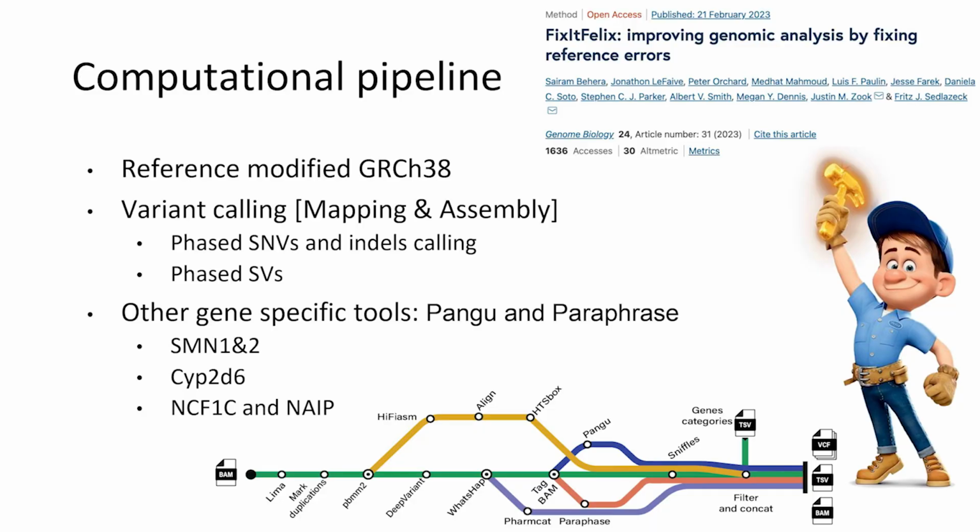So how do we analyze this data now? Well, Matt, my other postdoc, put together this pipeline where we used a modified GRCh38 reference. The modification comes from Cyrus's work, from FixItFelix, where we fixed these 12 medically relevant genes in GRCh38. Then we do variant calling. This is an approach using mapping and assembly together. We identified the genes that really need assembly, and therefore need the time spent there, but also the genes that can do with mapping alone. And then we have phased SNVs and indels together with phased SV reporting.